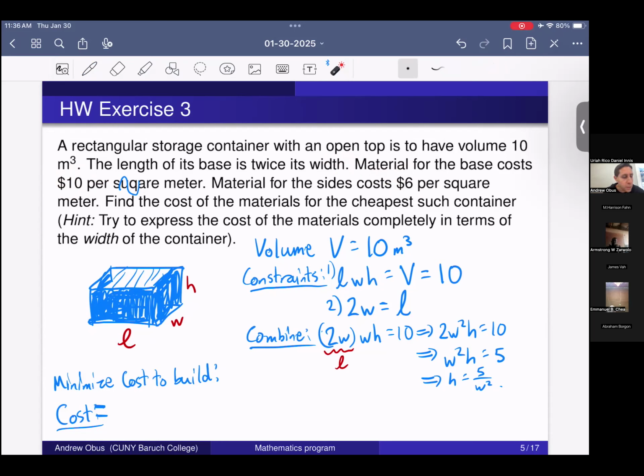Right. So let's start with the base. How much does it cost to build a box? It costs a certain amount to build the base, and it costs some more to build the sides, and you have to build the whole thing. So the base costs $10 per square meter. What does that mean? If that's how much the material costs, then what is the total cost to build this base? What is the size of the base of the box based on this diagram that we drew?